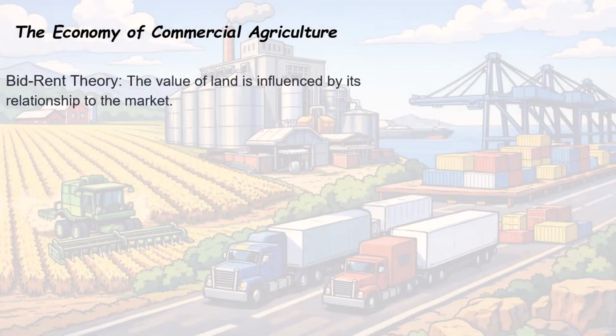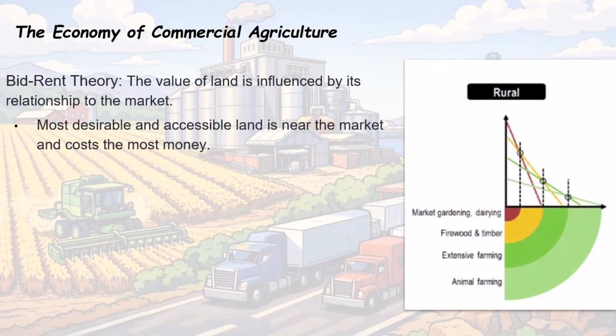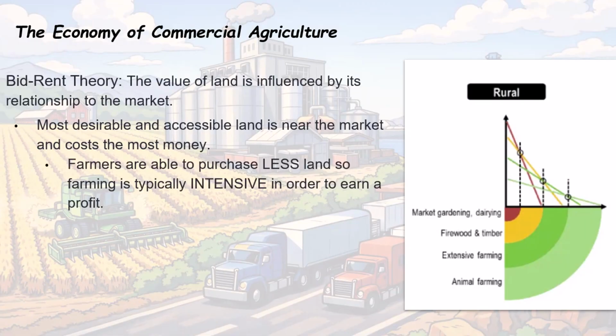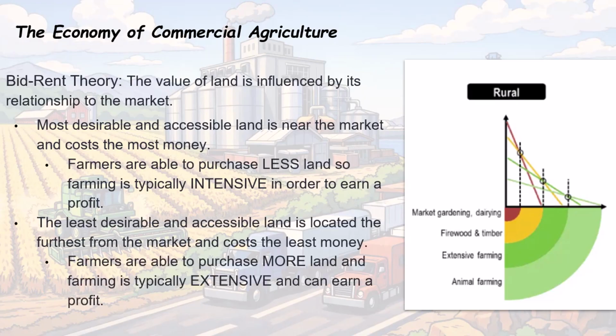All right, location is not just vibes. Location is money. Bid-rent theory says the value of land is influenced by its relationship to the market. The closer you are to the city, the more expensive that land gets. Why? Because transportation costs are lower and profits can be higher. Everybody wants that prime spot.